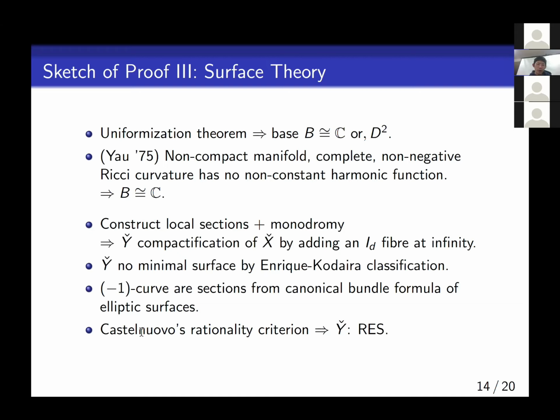Then using Castelnuovo's rationality theorem, you can deduce that Y check is really a rational surface. So this part, I actually don't know the corresponding thing in analysis, which seems not avoidable for the conjecture at the moment. All right.